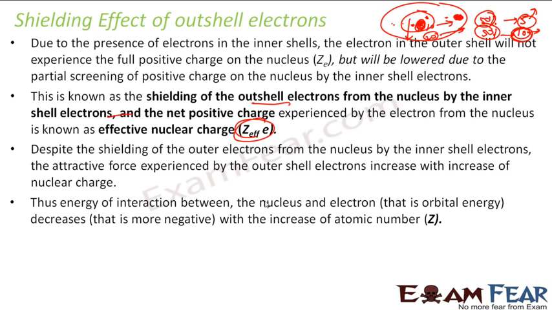And the energy of interaction between the nucleus and electron, that's the orbital energy, decreases with the increase of atomic number. If you take one particular electron and increase the charge of the nucleus, the nucleus will hold this electron more tightly. So the electron energy will be all the more less. If you increase the atomic number, there is a greater charge on the nucleus, this nucleus will hold the electrons all the more tightly, and thus the energy will be less.